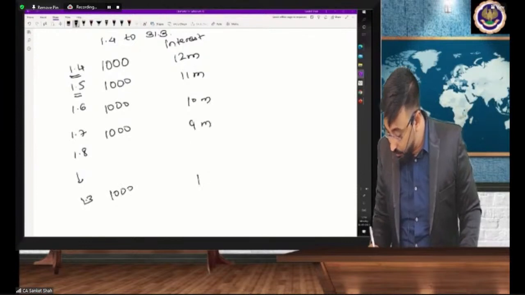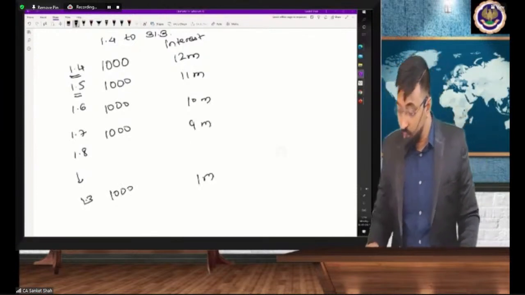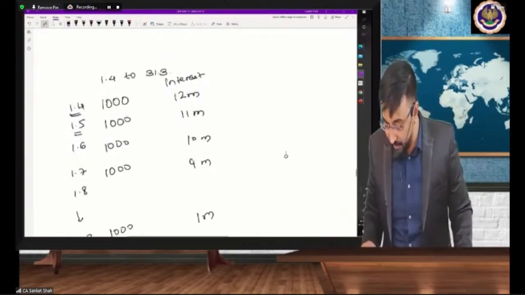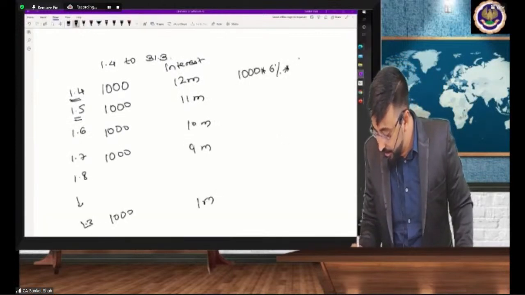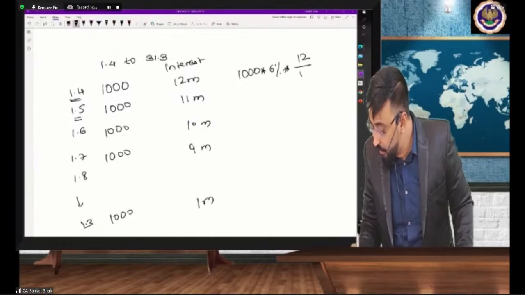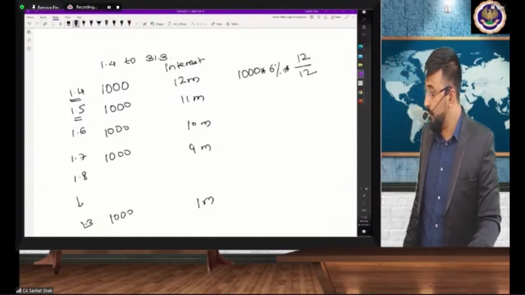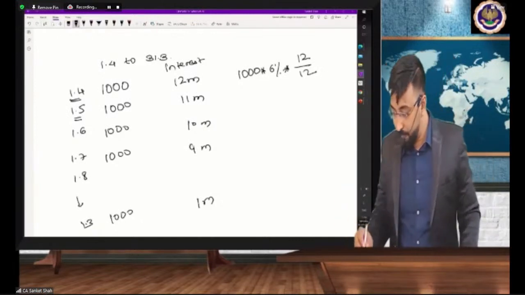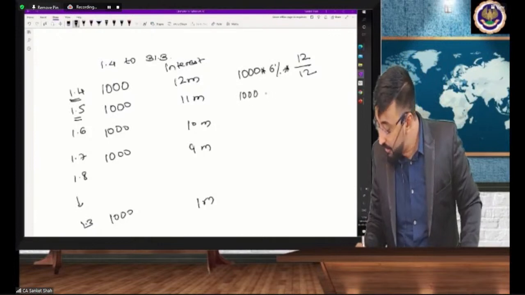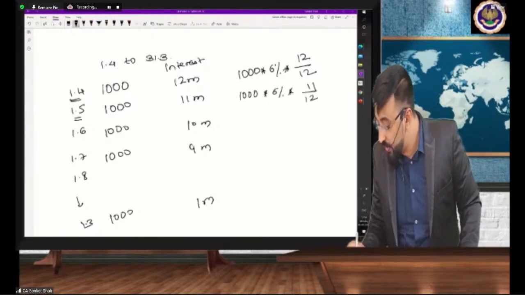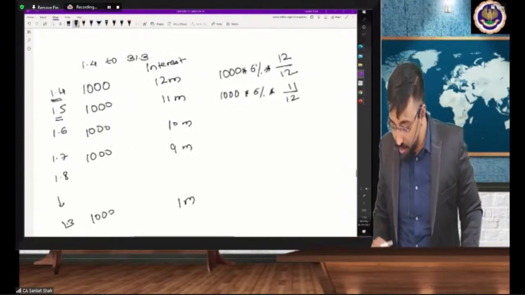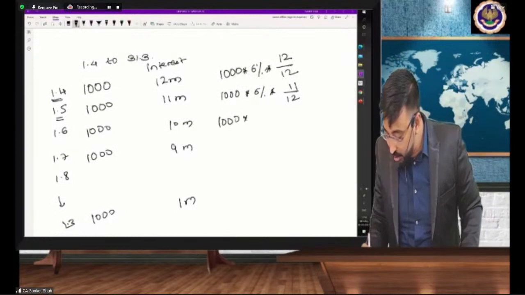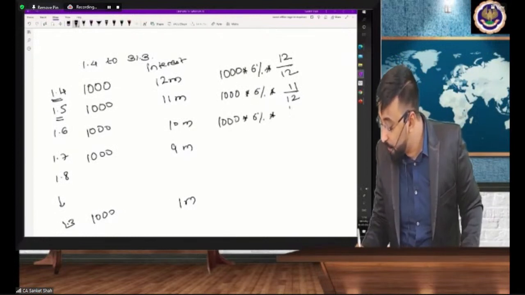That is 1 month. Okay, so suppose the interest rate is 6%. So 1,000 into 6% into 12 by 12. 12 months interest, na beta? 6% for the full year. Then it is 11 by 12. And this is basic mathematics. Why do you think like this, beta? 1,000 into 6% into 10 by 12.